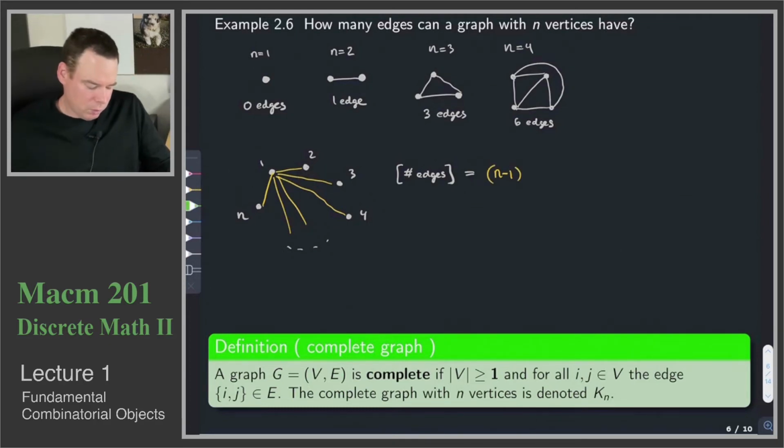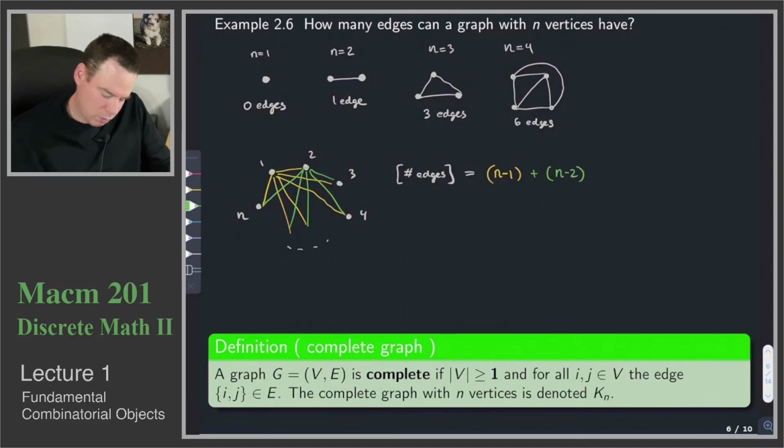How about vertex 2? Well, I don't want to count the one I've already counted that connects it back to 1, so I'll only move forward. Vertex 2 could connect to 3, 4, and all the way around to n. So we could connect to n minus 2 other vertices, so there's n minus 2 edges there. Vertex 3, if we just connect it moving forward, can connect to at most n minus 3 more vertices.